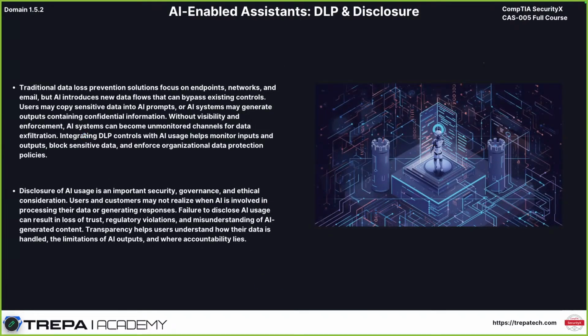So data loss prevention. DLP has been around in cybersecurity for a while now to stop data exfiltration, to stop you from plugging in USBs. Traditional data loss prevention solutions focus on endpoints, networks, and email. But AI introduces new data flows that can bypass existing controls. Users may copy sensitive data into AI prompts, or AI systems may generate outputs containing confidential information.